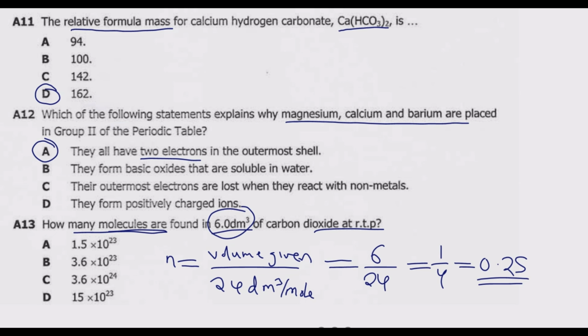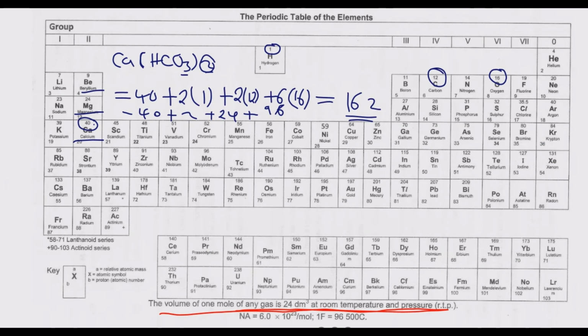Now the question is asking us how many molecules. For us to find the number of molecules, again we go to the periodic table. The number of molecules is given by the number of moles, which in this case is 0.25, multiplied by 6.02 multiplied by 10 to the power 23. When you look at the periodic table, you see this number.